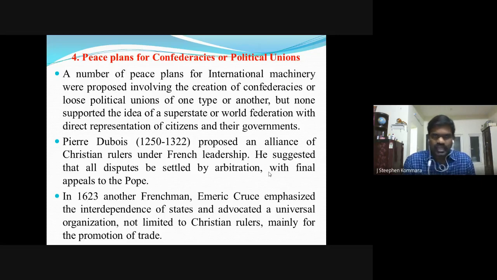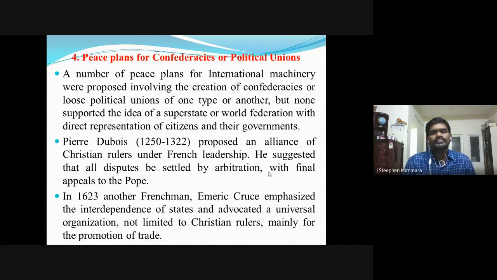And fourth one is peace plans for confederacies or political unions. A number of peace plans for international machinery were proposed involving the creation of confederacies or loose political unions of one type or another, but none supported the idea of a superstate or world federation with the direct representation of citizens and their governments. సమైక్య ప్రభుత్వాలు అనేకమైనవి మనం చూస్తున్నాం. None supported the idea of a super state or world federation. ప్రపంచ సమైక్య ప్రభుత్వం with the direct representation of citizens and their governments.